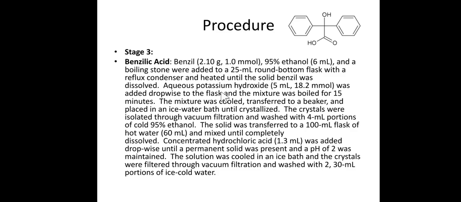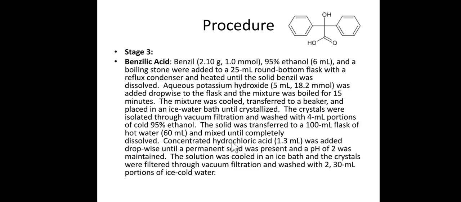Then aqueous potassium hydroxide 5 ml, that is 8.2 millimoles, was added dropwise to the flask and the mixture was boiled for 15 minutes. The mixture was cooled, transferred into a beaker and placed in an ice water bath until crystallized. The crystals were isolated through vacuum filtration and washed with a 4 ml portion of cold 95% ethanol. The solid was transferred into a 100 ml flask of hot water and mixed until completely dissolved.